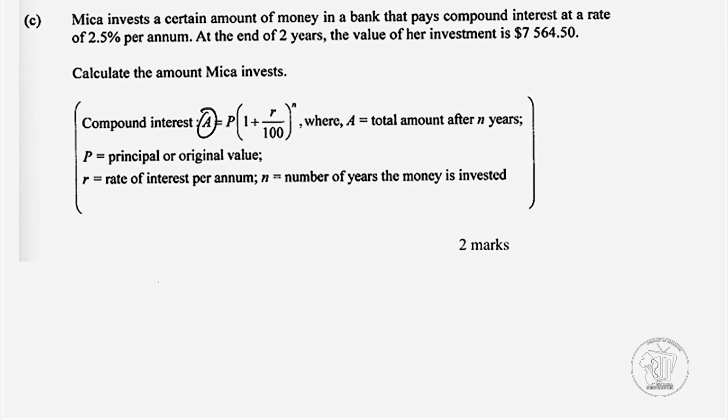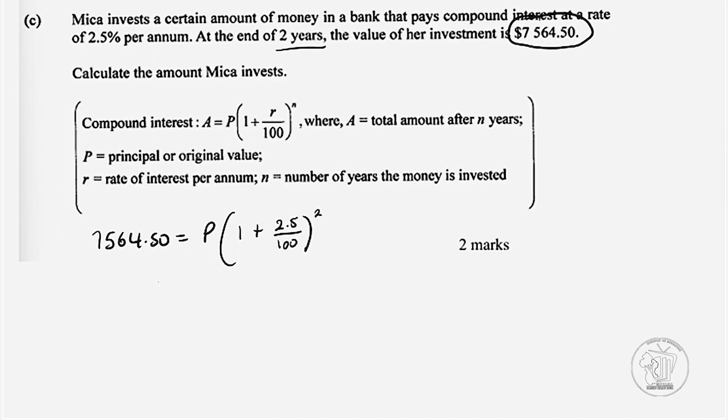Instead of A, which is the amount that was received after our investment, we'll say 7,564.50 is equal to P, the thing that we want to find, open bracket 1 plus R, which is 2.5 over 100, close bracket, raised to the n power, which is 2, so 2 years.